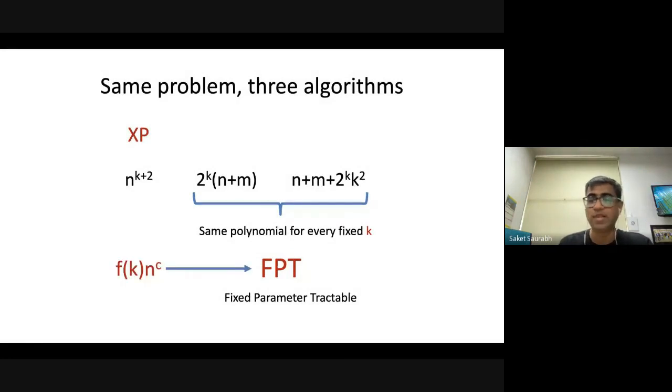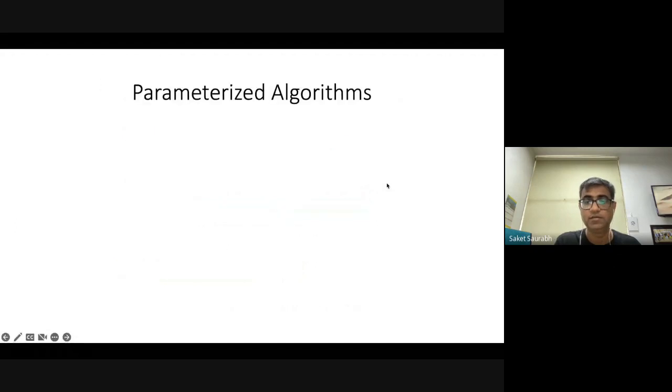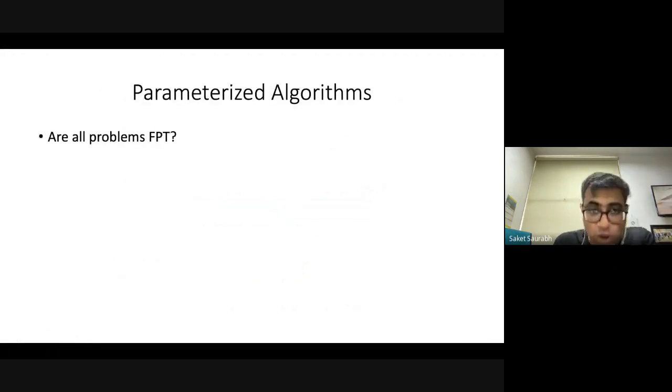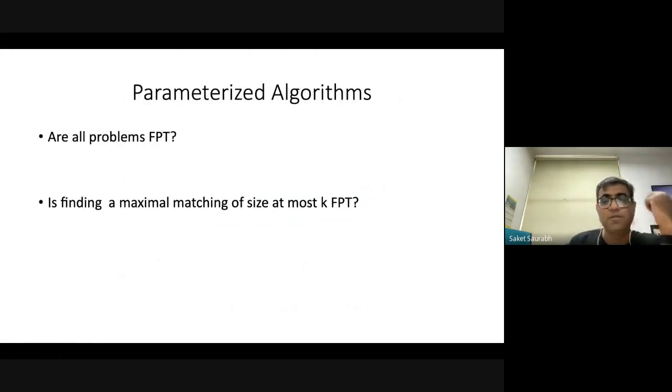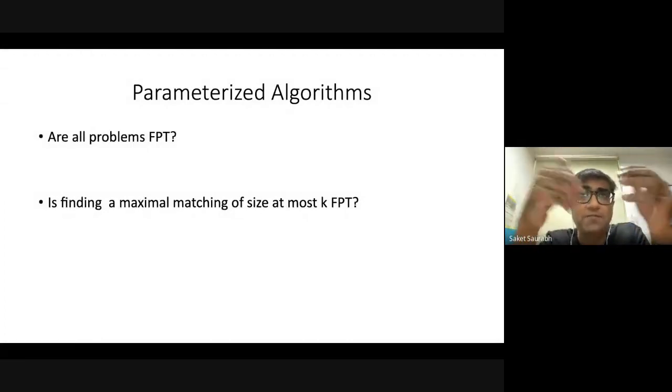Okay. So basically, we try to design an algorithm with running time f of k times n to the power c, where we decide a priori what is an aspect of the input that I'm allowed to be exponential in. Okay. So is finding a maximal matching of size at most k FPT, right? We talked about that finding a maximum matching is easy.